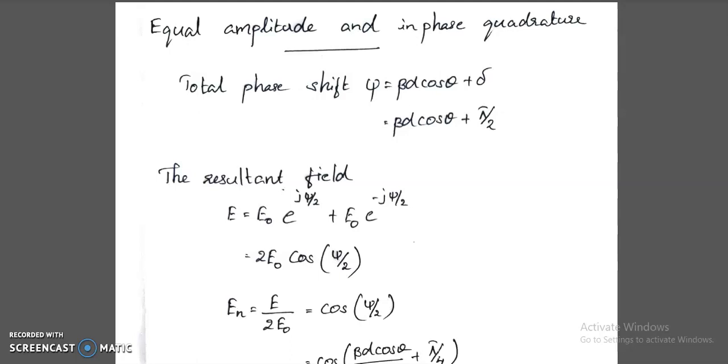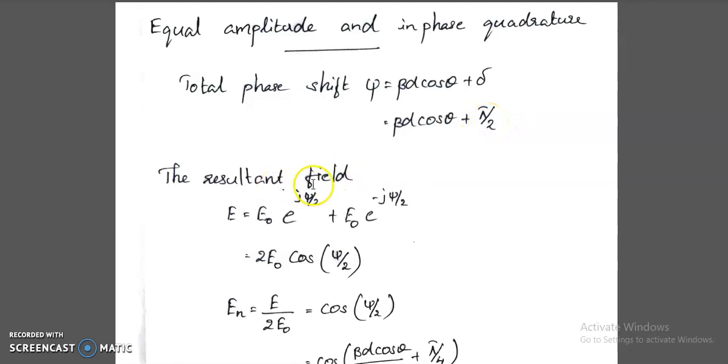Hi, next we discuss equal amplitude and in phase quadrature. So the total phase difference can be given as psi is equal to beta d cos theta plus delta. Here beta d cos theta is the phase difference due to the path difference and delta is the relative phase difference due to the applied current. And here it is mentioned as in phase quadrature, that is pi by 2.